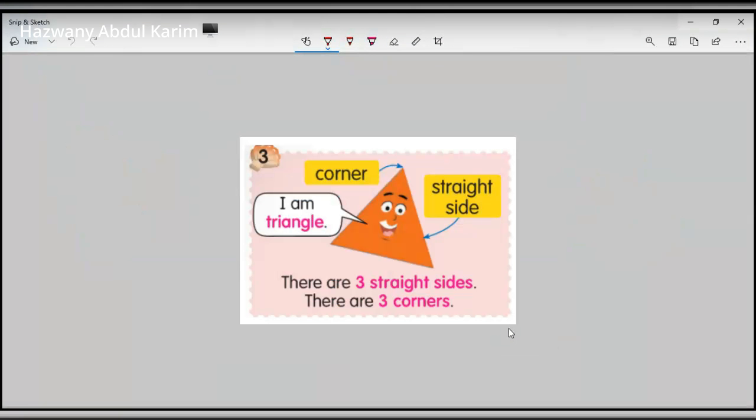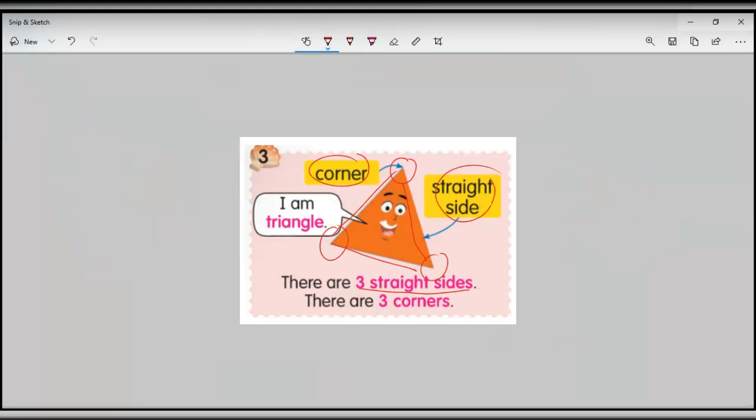This is the next shape. This we call triangle. Same thing, we have corners, we have straight sides. So we want to count how many straight sides the triangle has. 1, 2, 3. So there are 3 straight sides. How about the corners, the sharp one, the pointed one? 1, 2, 3. So there are 3 corners for the triangle.